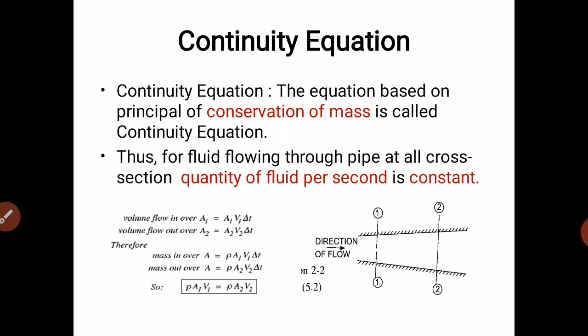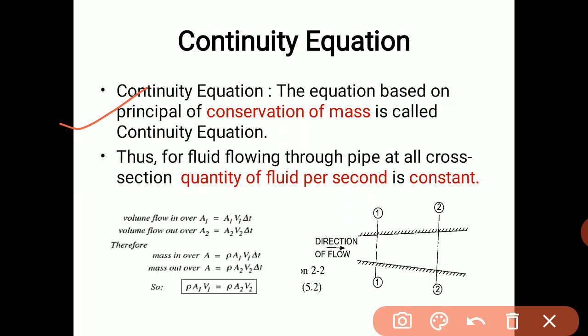By using this discharge equation, that is Q equals AV, we have one equation, that is the continuity equation. So what does the continuity equation actually is? It is an equation based on the principle of conservation of mass. What is the principle of conservation of mass? We have studied it in physics. So by using that principle we derive our continuity equation.